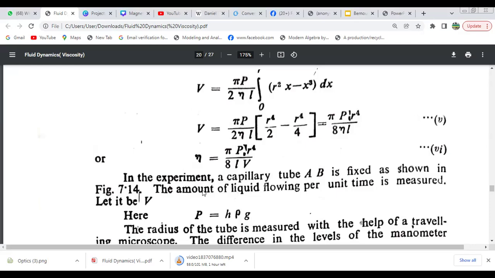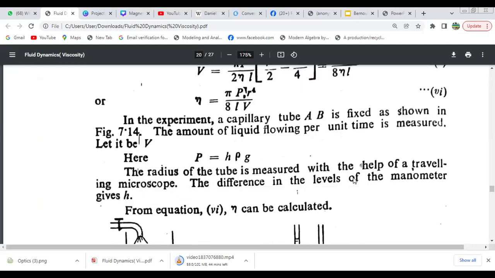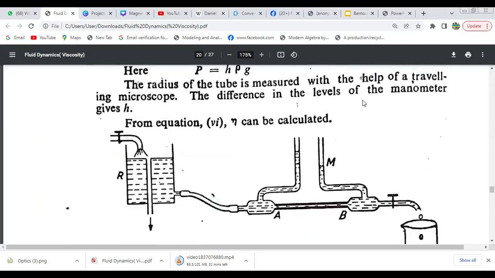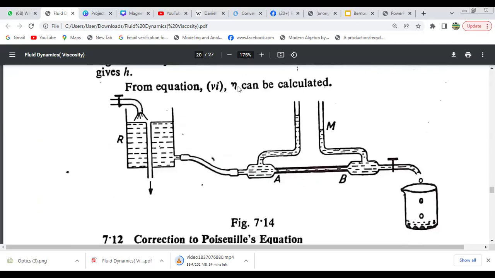Now it equals this. In this experiment, a capillary tube AB is fixed as shown in the following figure. The pressure equals h rho g. The radius of the tube is measured with the help of a traveling microscope. The difference in the levels of the manometer gives h. So from equation 6, eta can be calculated by using this capillary tube. Okay, this is the AB capillary tube.